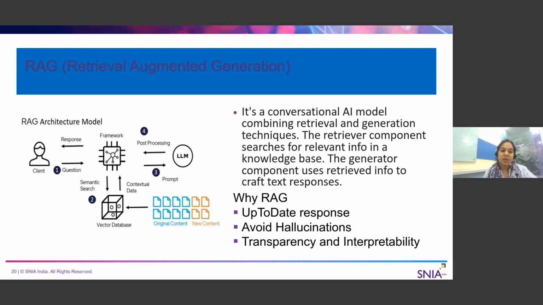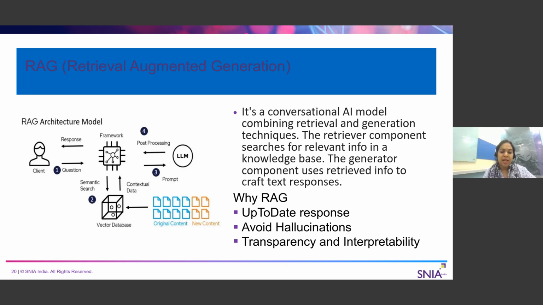There is another one called Retrieval Augmented Generation, also known as RAG in common. This is mainly used in conversational AI models where you combine retrieval and generation techniques. The retriever component searches for the relevant information in a knowledge base, that is the vector database you see here, right? And the generator component uses the retrieved information to craft the response.